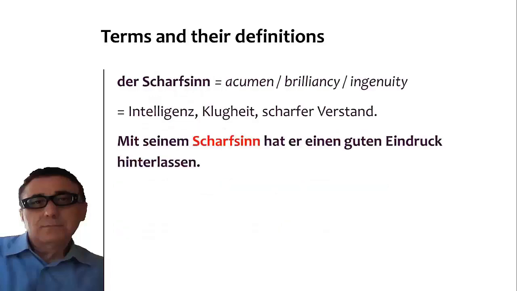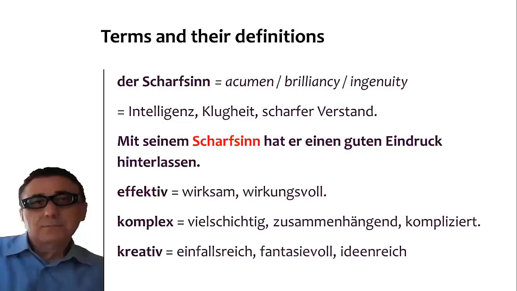Another word very useful, der Scharfsinn, means acumen, brilliancy, or ingenuity. Its German synonyms are Intelligenz, Klugheit, scharfer Verstand. Let's look at this sample sentence. Mit seinem Scharfsinn hat einen guten Eindruck hinterlassen. With his intelligence, he has left a good impression.